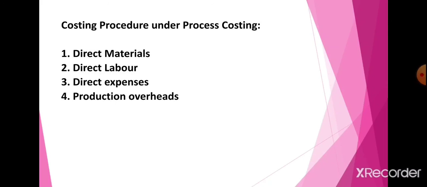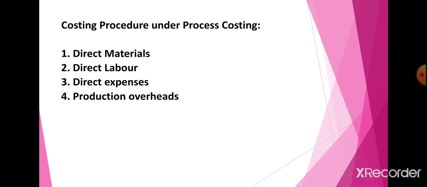Fourth one is production overhead. Production overhead is a major constituent of the cost of production in case of process costing. Production overheads are the expenses which are common to more than one process, that is, which cannot be directly allocated to any process. Production overheads include rent, telephone, lighting, gas, water charges, etc. Generally, production overheads are recovered at predetermined rates based on direct wages or prime cost. Thus, process cost does not include office and administrative overheads and selling and distribution overheads.